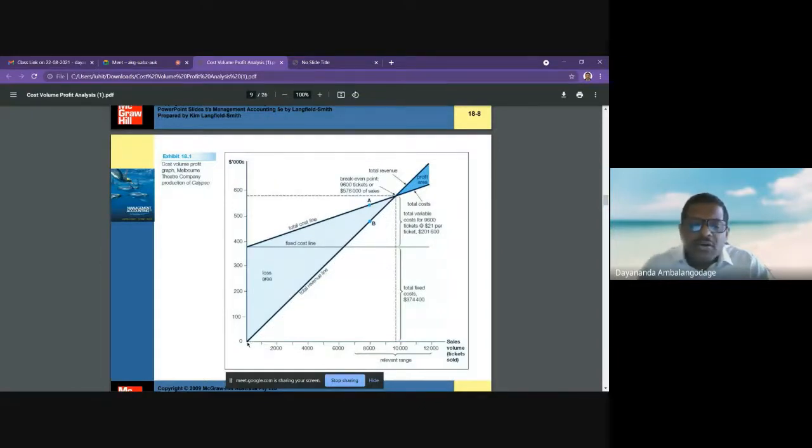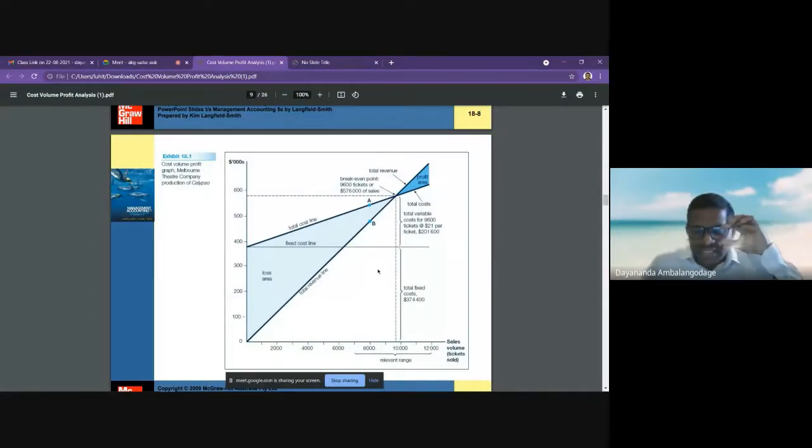Here if you are selling 0 tickets, your income is 0. If you are selling 2,000 tickets, your income would be 2,000 into 21. If you are selling 4,000 tickets, your income would be 21 into 4,000. Likewise, if you are selling 10,000 tickets, your income would be 10,000 into 21. That is the logic.